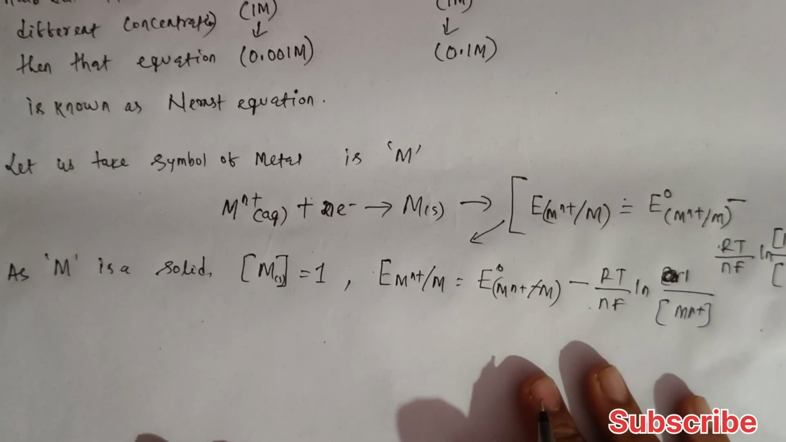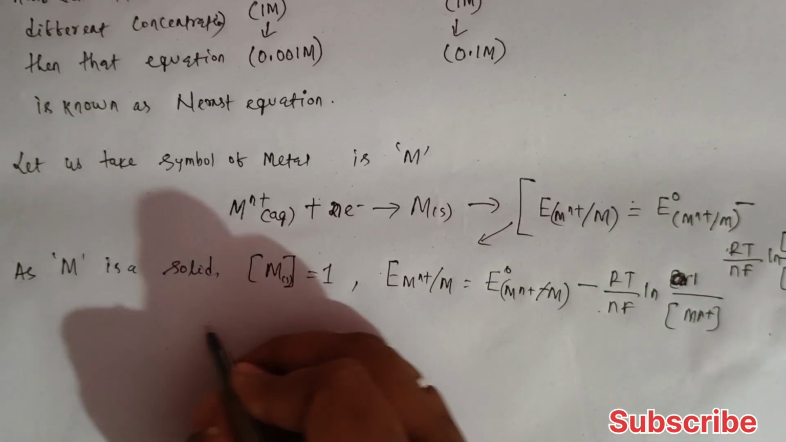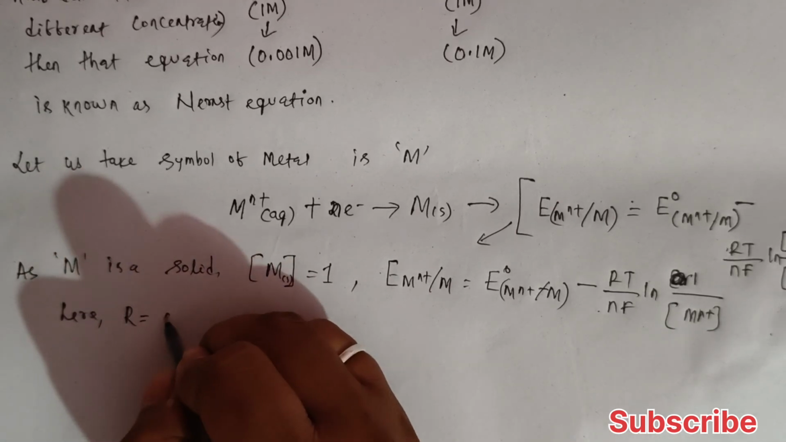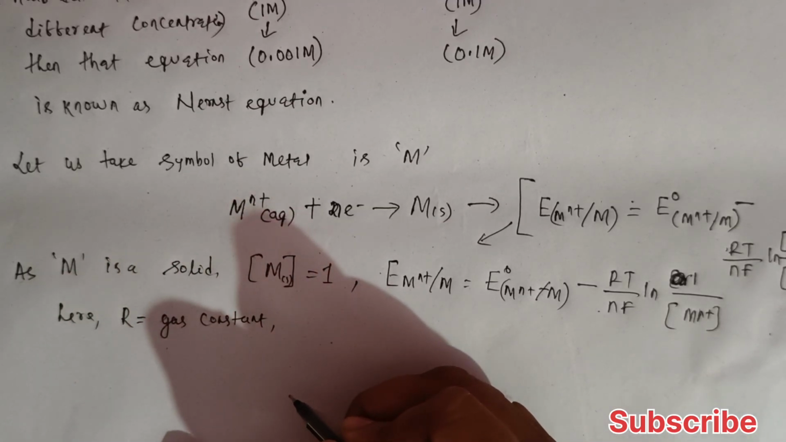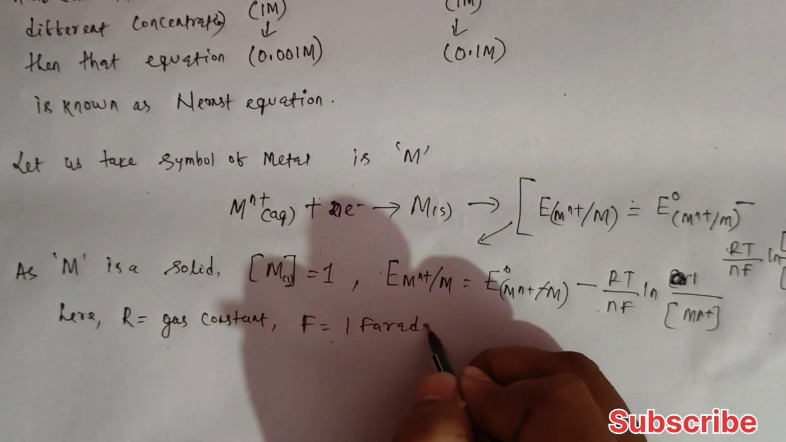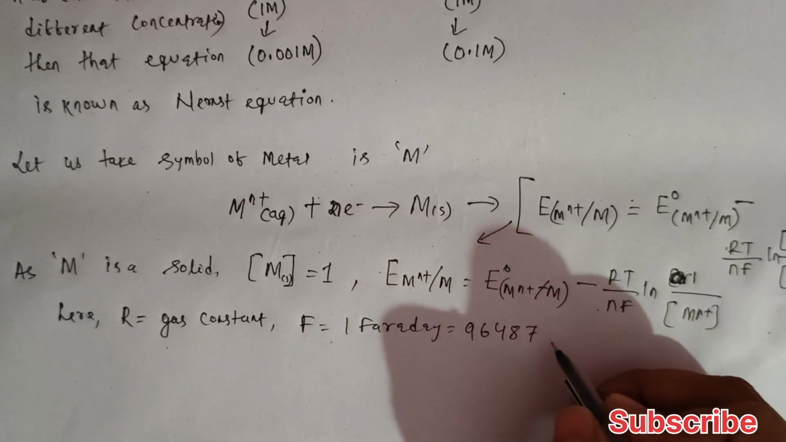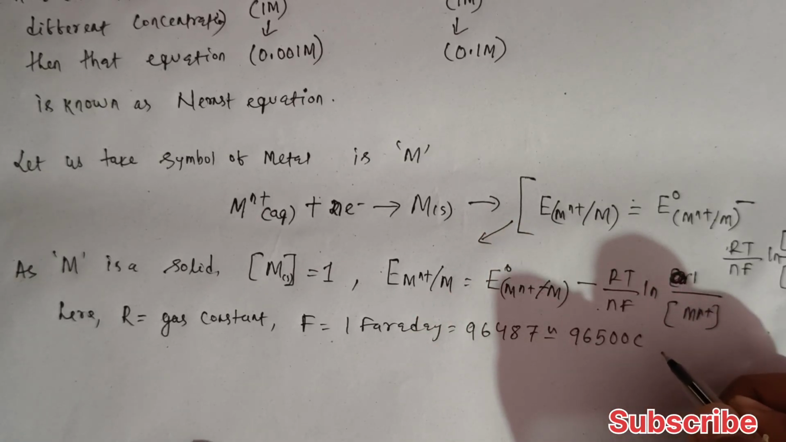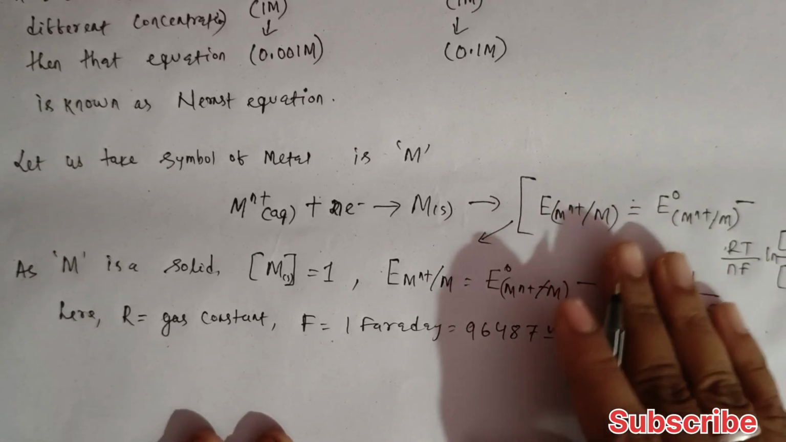Here R is a constant, called the gas constant. Now F is called 1 Faraday, with a value of 96487 exactly, but approximately we write 96500 coulomb. T means temperature.